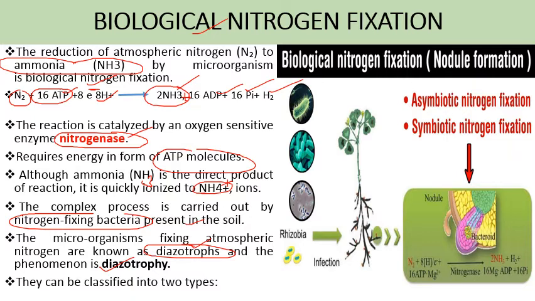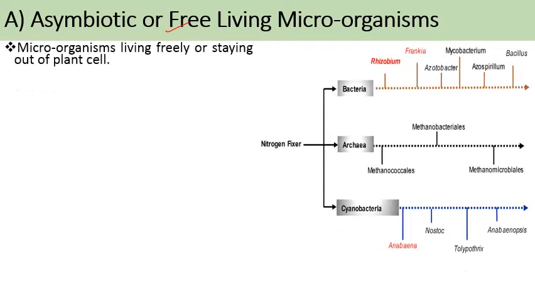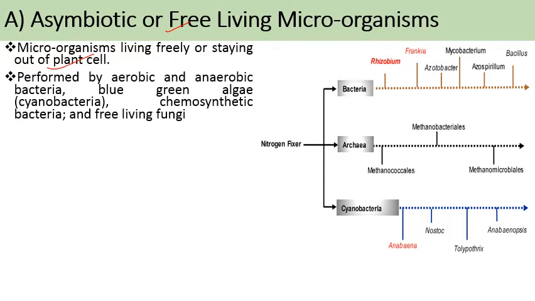This can be classified into two types. First is the asymbiotic or free living microorganisms which help in fixation of atmospheric nitrogen. It includes microorganisms which live freely, staying outside plant cells. So they do not live in association with plants and fix nitrogen independently. This is performed by aerobic and anaerobic bacteria, which include blue-green algae, cyanobacteria and chemosynthetic bacteria which are free living, and some free living fungi.